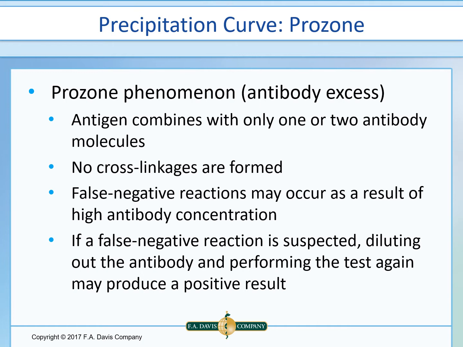In terms of laboratory testing, a false negative reaction may take place in the prozone because of the high antibody concentration. If it's suspected that the reaction is a false negative, diluting out excess antibody and performing the test again may produce positive results.